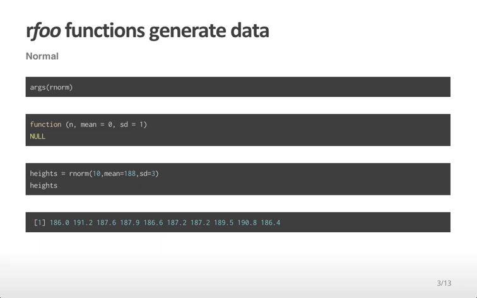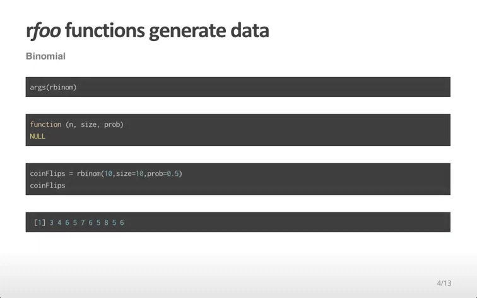First, we're going to talk about the R functions. So here I say R foo, where foo represents the letters for a particular distribution that you care about. If you look at the arguments of rnorm, there are three arguments: n, a mean argument, and a standard deviation argument. N is the number of variables that you'd like to have produced, and these are the parameters of the distribution. So if you want to generate 10 heights with a mean of 188 and a standard deviation of 3, you would use this command. If you type heights, you will see 10 randomly generated heights.